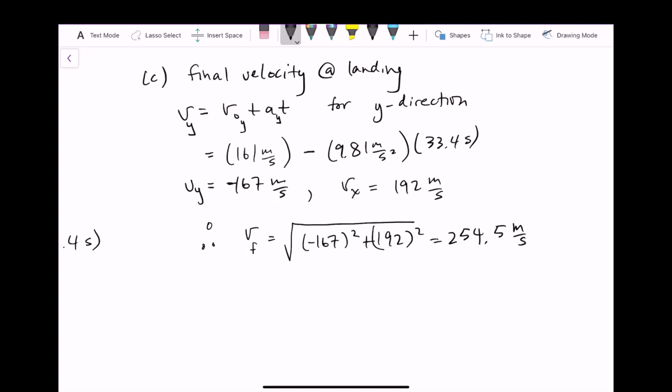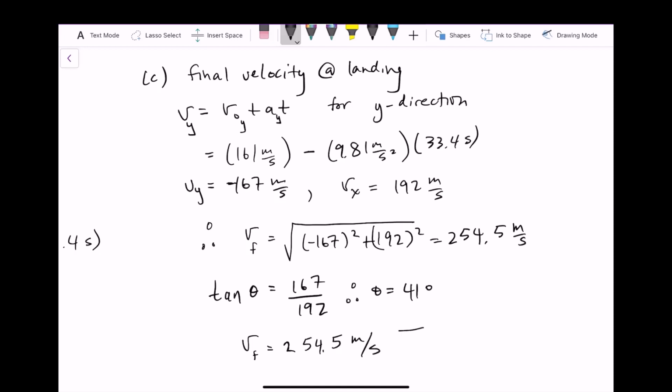Why? Because we need to find its value relative to horizontal. So we need a direction. We can do that since we know it's a right angle triangle. Tan theta is equal to 167 over 192. So therefore, theta is equal to 41 degrees. So v f is equal to 254.5 meters per second at an angle of 41 degrees.